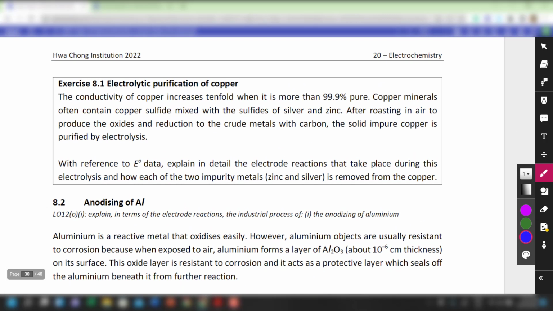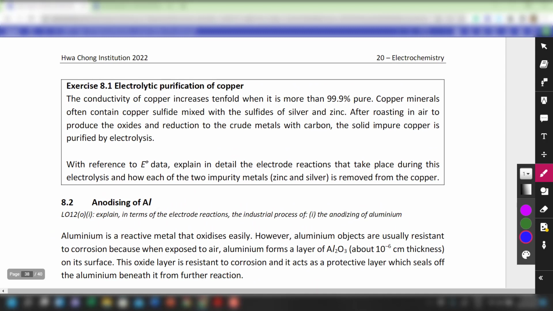So we'll have exercise 8.1 over here. This is on the electrolytic purification of copper. I think we'll just jump straight to the question, with reference to the reduction potential data. Explain in detail the electrode reactions that take place during this electrolysis, and explain how each of the two impurity metals, zinc and silver, is removed from copper.